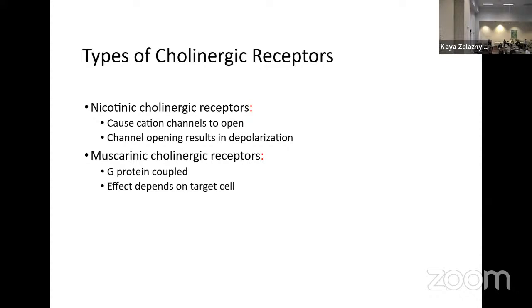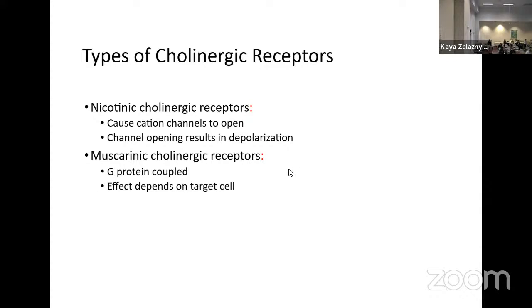So when we open these channels, we're probably thinking sodium channels, we're causing depolarization, we're causing that postganglionic neuron to fire off its own action potential. So this is really important for communicating between our preganglionic and our postganglionic neuron. We want that whole series to fire to get to the effector organ.